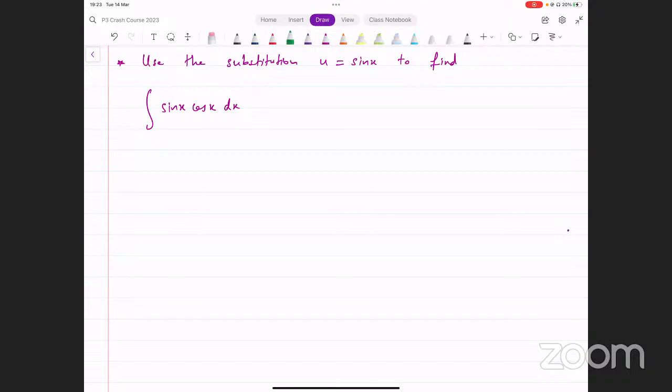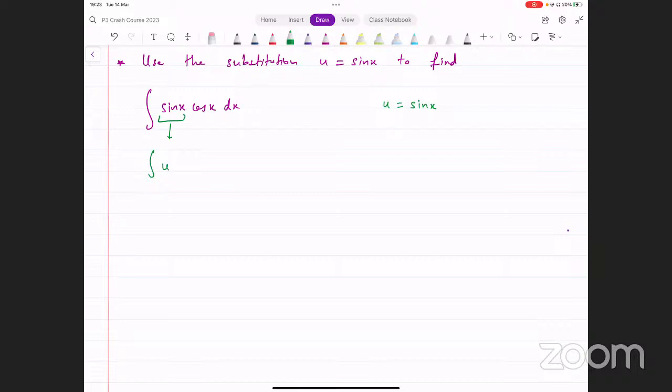Now, the substitution that you have to use is u equals sin x. Let's write that down on the side here, u equals sin x. So in this integral, this sin x is going to convert to u. So you'll have u in place of sin x here.